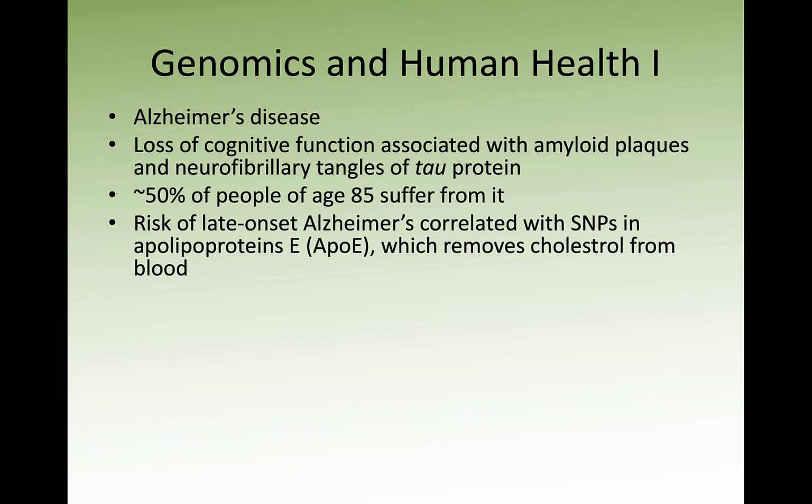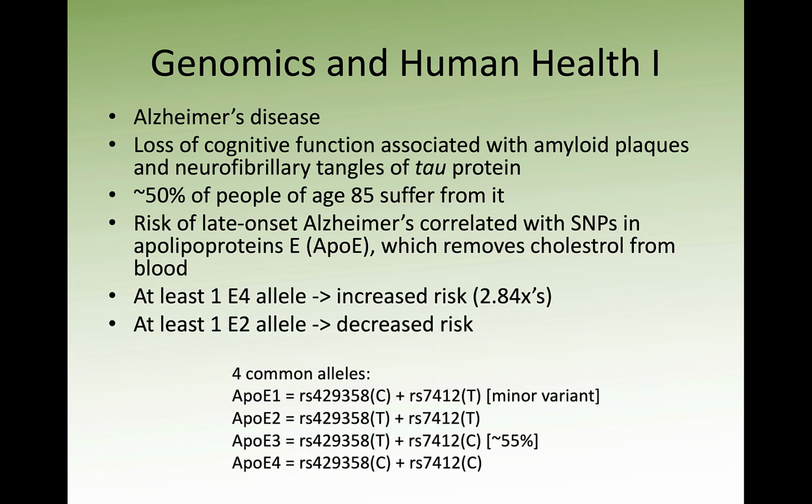There is a risk of late onset Alzheimer's correlated with specific SNPs in apolipoprotein E, which removes cholesterol from the blood. One of the interesting things in this case is that if you have a specific allele in this gene, you have an increased risk, almost 3 times the risk, of developing Alzheimer's. But if you have a different allele set, you would actually have a decreased risk.